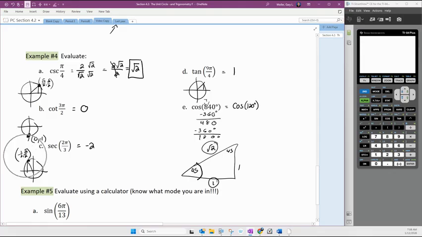So if I want the cosine, and then it is simply -1/2.